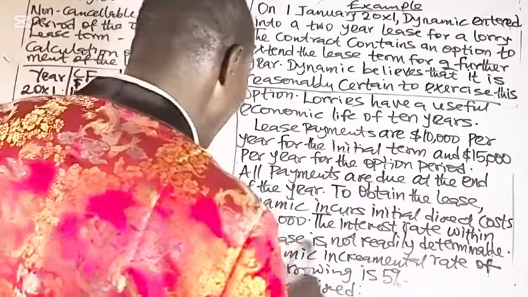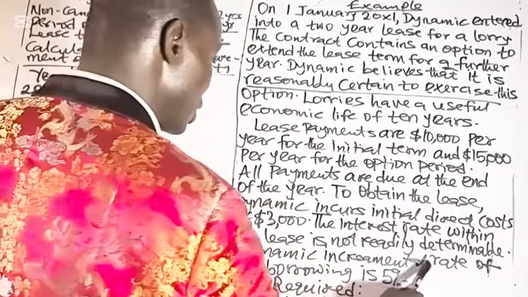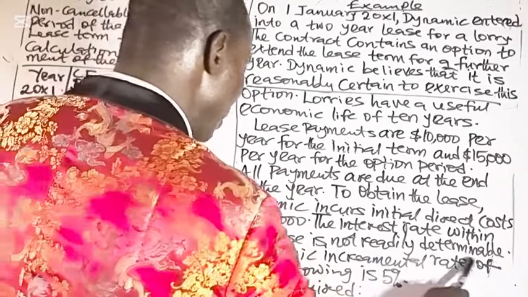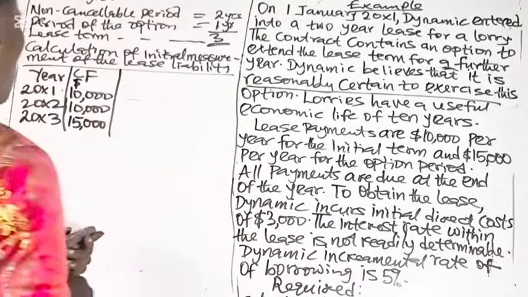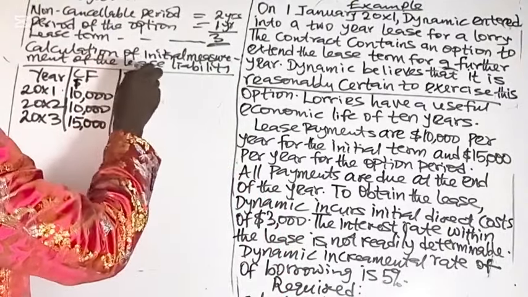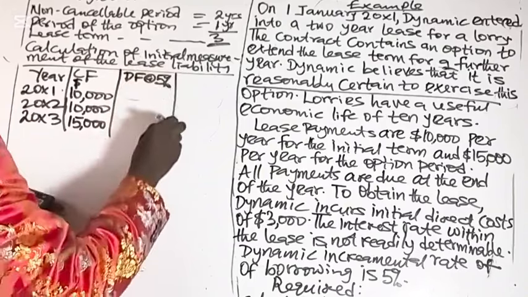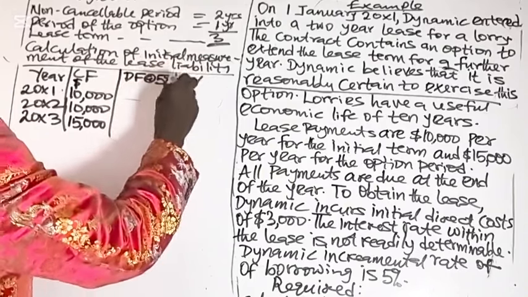The interest rate within the lease is not readily determinable. Dynamic's incremental rate of borrowings is 5%. So we use the incremental rate of borrowings to discount our cash flows. So the cost of capital is 5%. So we have the present value in dollars.